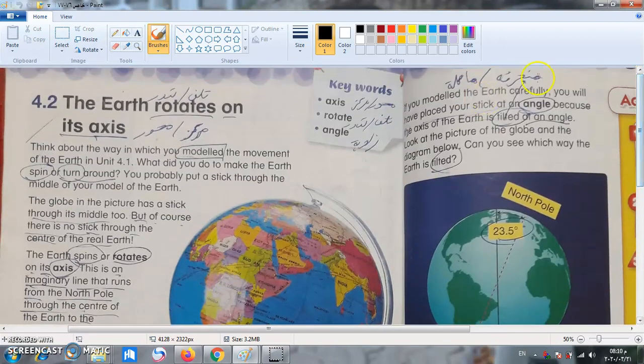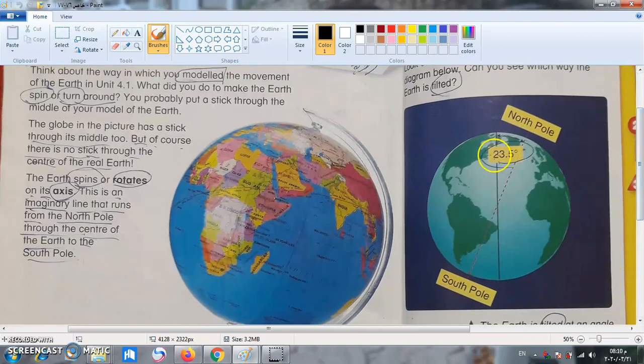Here it says if you modeled the earth carefully, you will have placed your stick at an angle because the axis of the earth is tilted at an angle, okay? منحرفة أو مائلة بزاوية يا شباب. Look at the picture of the globe and the diagram below. Can you see which way the earth is tilted? Here we have the axis of the earth, this imaginary line, okay? We have the North Pole and South Pole, and we have a degree or angle. Its degree is 23.5 degrees. This angle from the North Pole to the South Pole, okay? The earth is tilted, مائلة بزاوية مقدارها 23.5 degrees, okay?